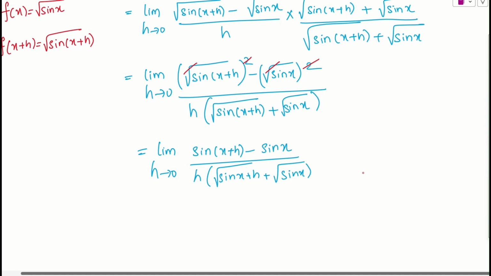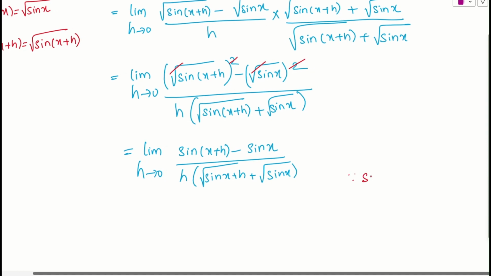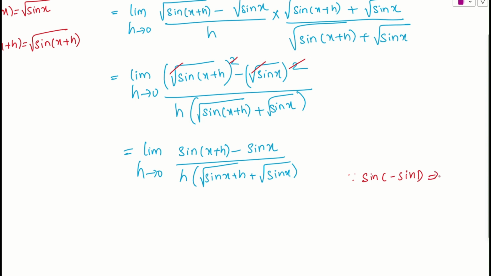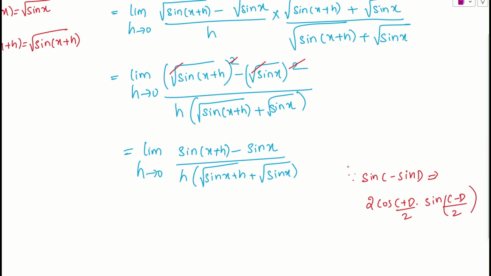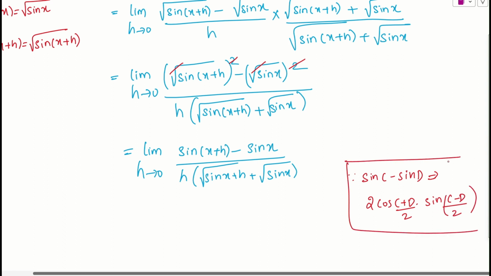If you remember, we have one formula. What is that formula? Sine c minus sine d. Is it okay? Simply I'll be using that formula. What is the formula for sin c minus sin d? 2 into cos of c plus d by 2 into sine of c minus d by 2. In trigonometry we learn this formula, right? So the same I'll be applying. This is our sin c, this is our sin d. I think you understood what I am telling, right?